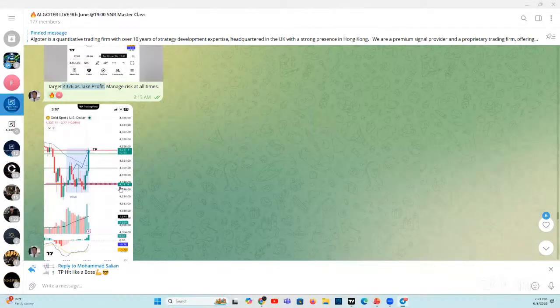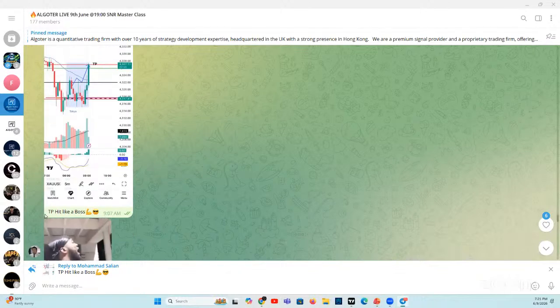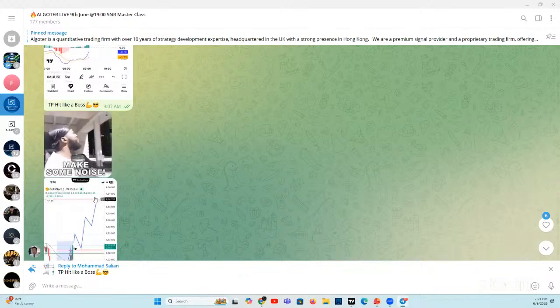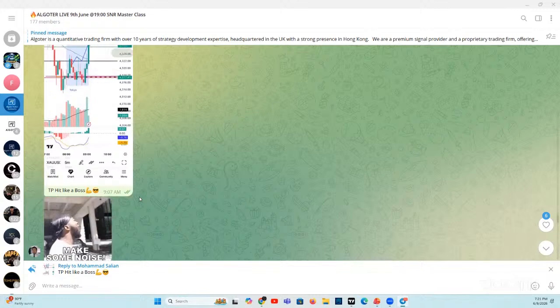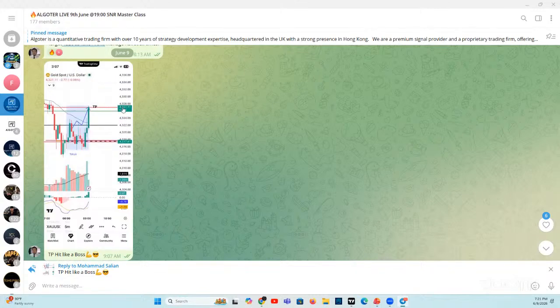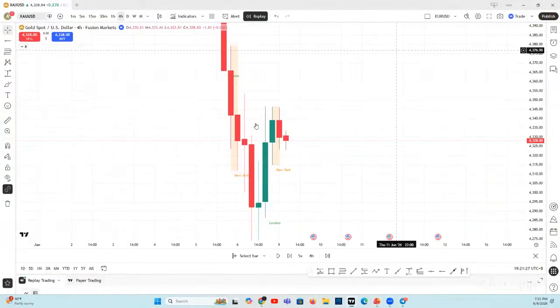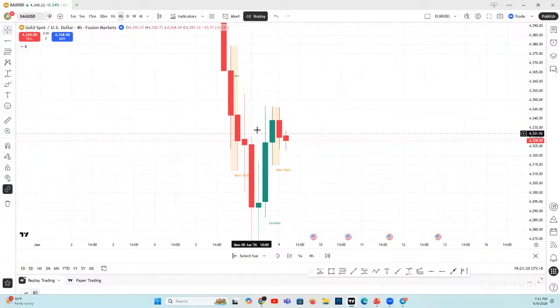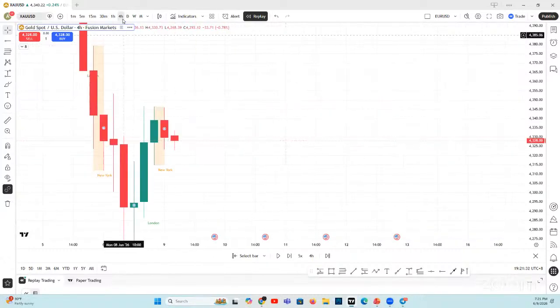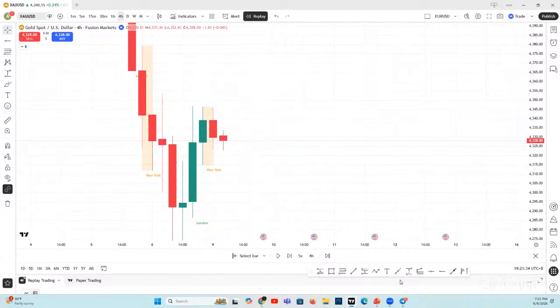As you will see, TP hit like a boss, right? Make some noise. Knowing this now as the target for 4326, let's go now to the chart. TradingView, H4 time frame. I highlighted, see, this is 6 o'clock, June 9 today.